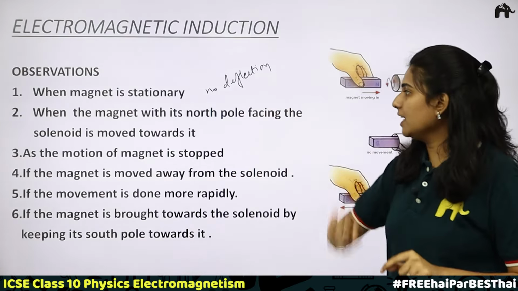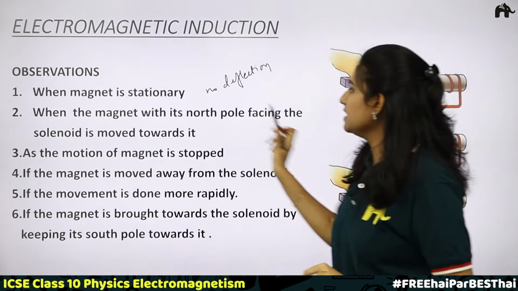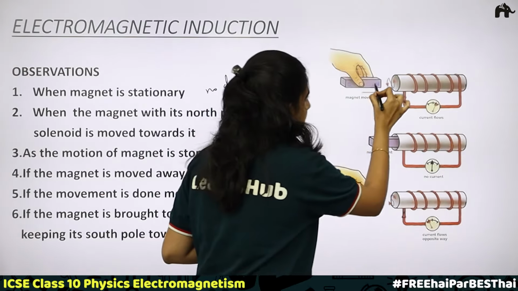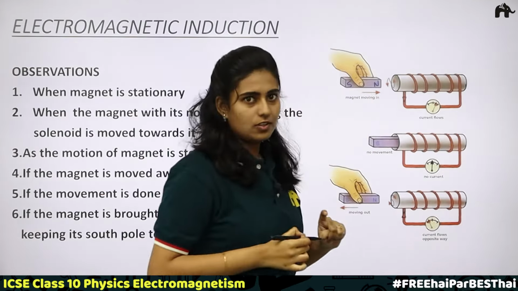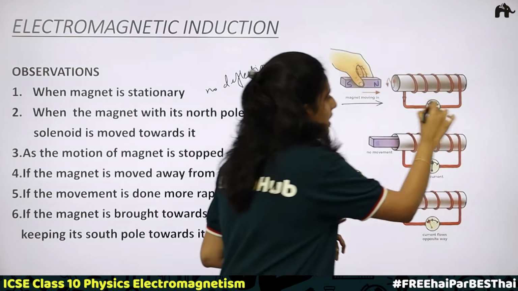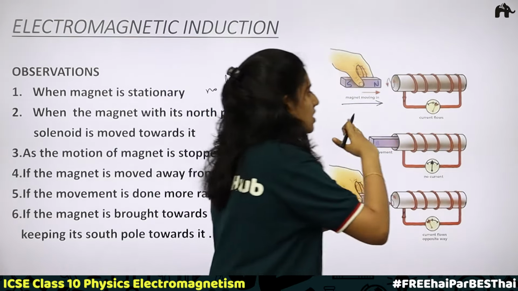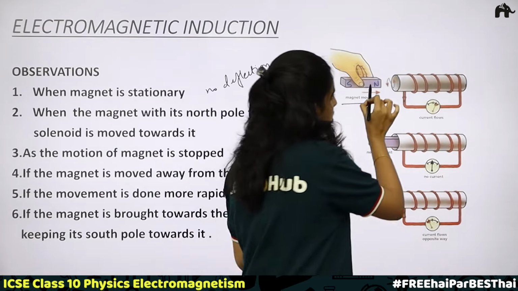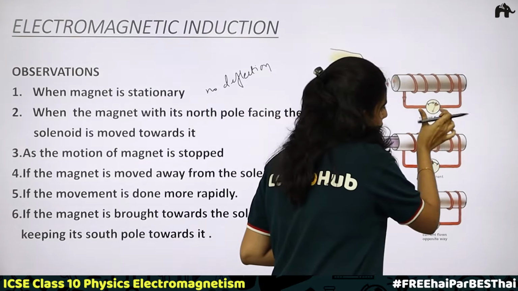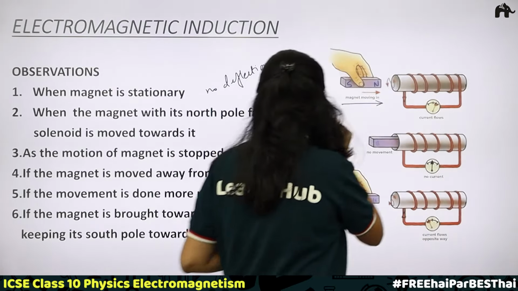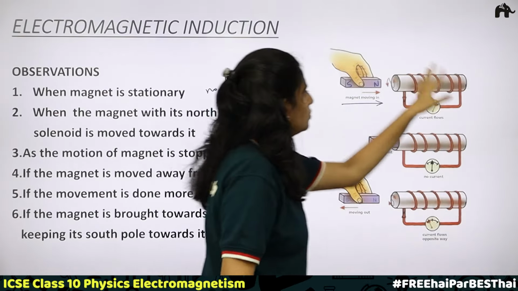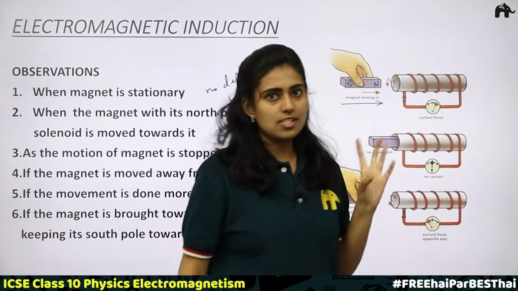Now the second is when the magnet, with its north pole facing the solenoid, is moved towards it. Here you can see the solenoid. This is the north pole of the magnet and this is the south pole. This magnet is moved towards the solenoid. What happens is, in the galvanometer there is a deflection. Deflection means it goes either towards right or left. In this case, when the north pole of the magnet is brought near the solenoid, the needle of the galvanometer deflects towards the right, which means a current is flowing through the solenoid. So this is your second observation.